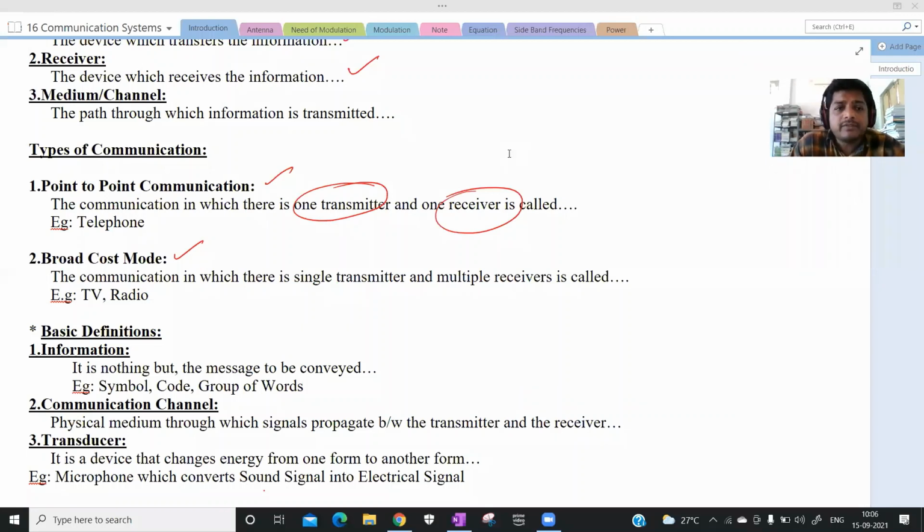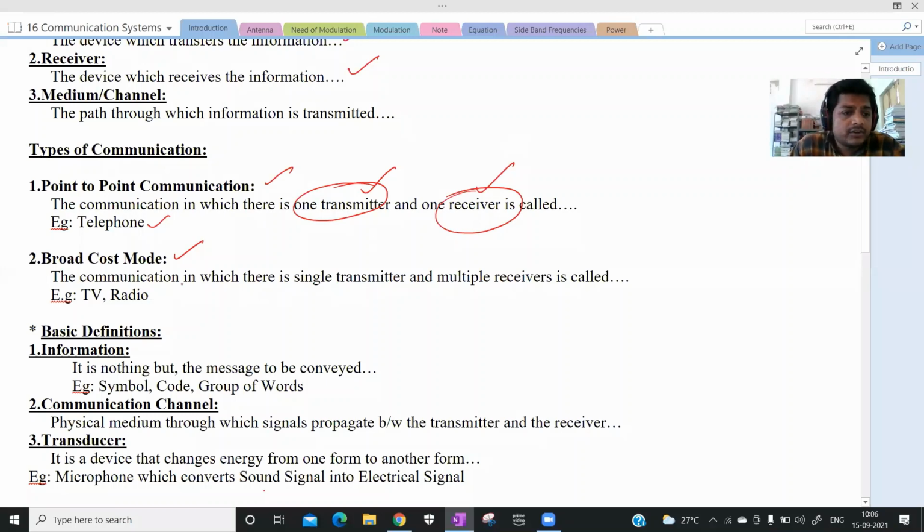We have two types of communication system: point-to-point communication, and broadcast mode communication. What is point-to-point? A communication system in which there is only one transmitter and only one receiver. For example, telephonic conversation: there is only one transmitter and only one receiver.